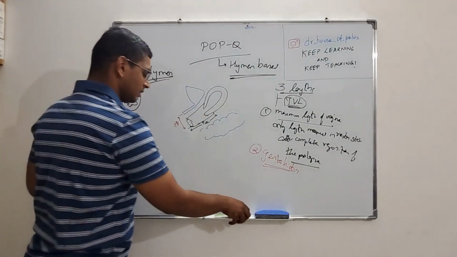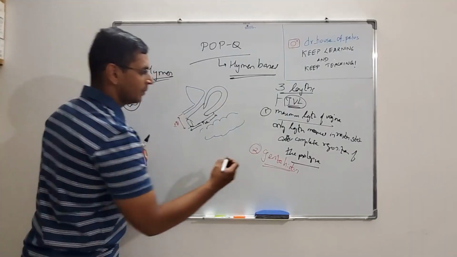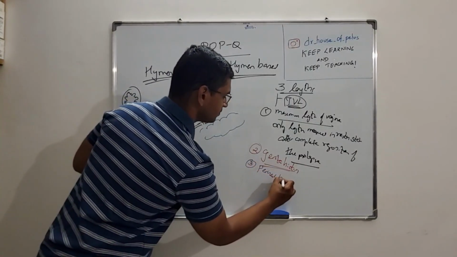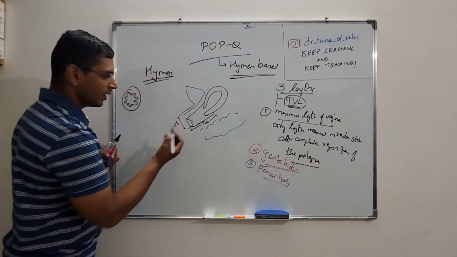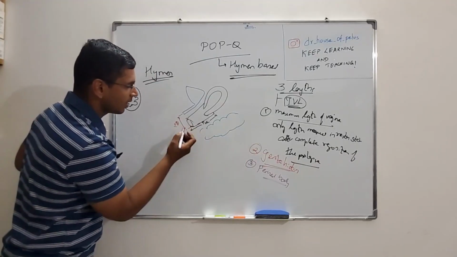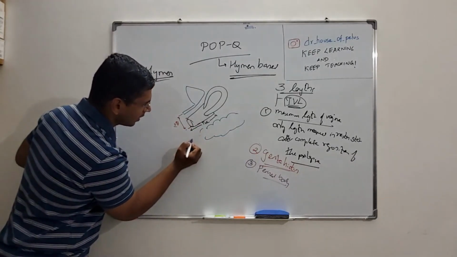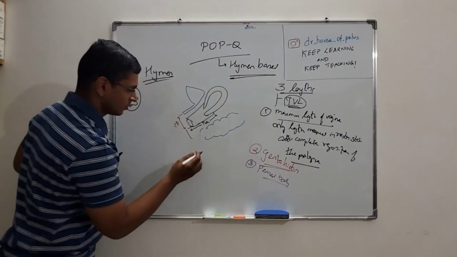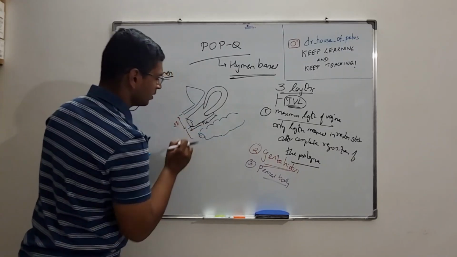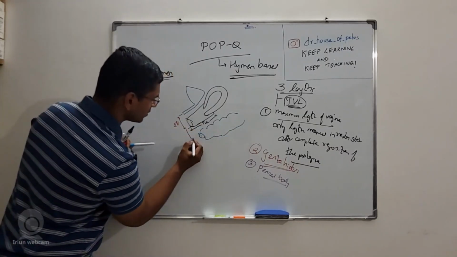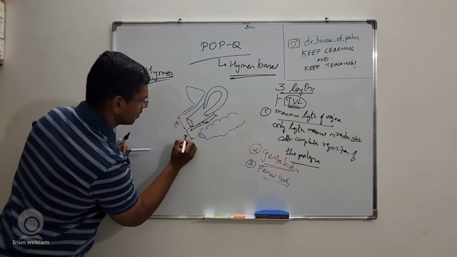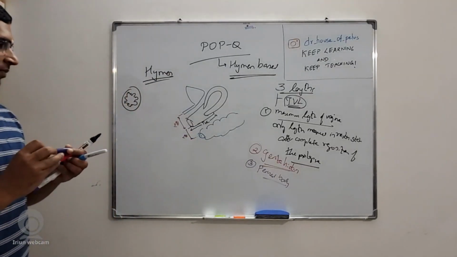And the third length that we'll be measuring is the perineal body. The perineal body extends from the midpoint of the posterior hymenal ring to the midpoint of the anal opening. So this will be the anal opening. Exactly at the level of the anal opening is where this length's distal part comes. This is called the perineal body.